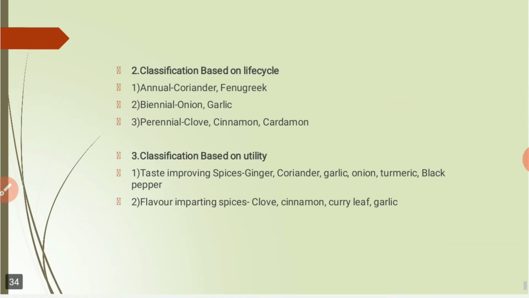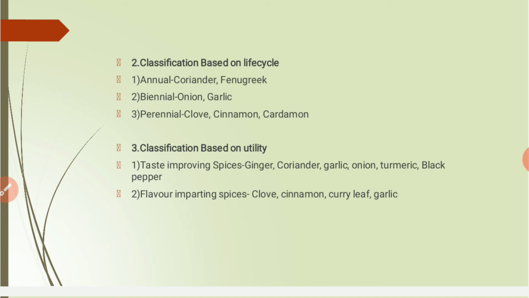Second one is classification which is based on life cycle, that is annual, biennial and perennial. Now we know what annual, biennial and perennial are. Examples of annual are coriander, fenugreek. In biennial, examples are onion, garlic, and in perennial, that is clove, cinnamon and cardamom.